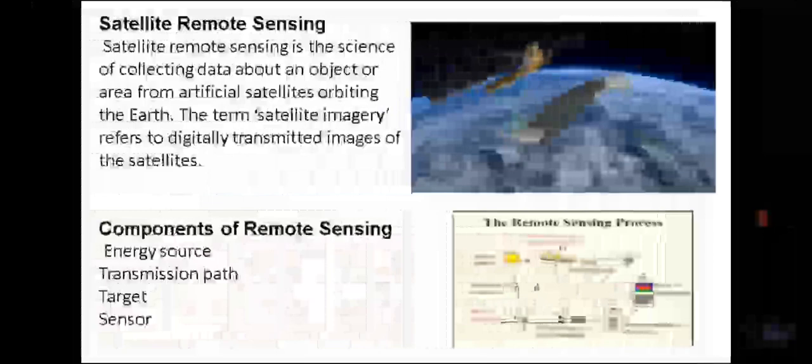Satellite remote sensing. Satellite remote sensing is the science of collecting data about an object or area from artificial satellites orbiting the earth. The term satellite imagery refers to digitally transmitted images of satellites. Components of remote sensing: energy source, transmission path, target, and sensor.